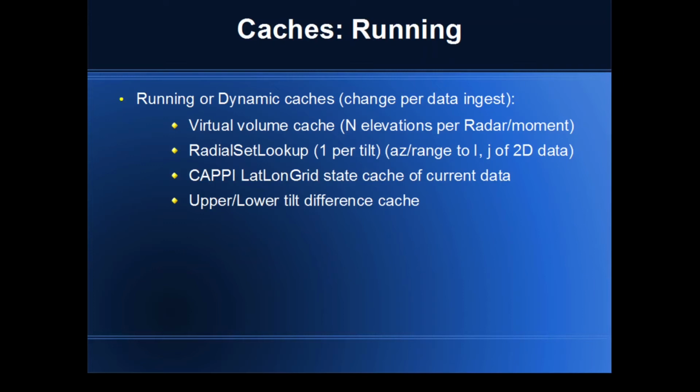That covers the initial startup cache generations per output layer. However, we have running caches that must update while computing and when receiving new tilt data. There are 4 important running caches. The virtual volume cache holds the radial polar data for each elevation, and the radial set lookup cache calculates the azimuth range to array index. The CAPI latitude longitude grid cache can hold previously calculated values to help with sparse output calculations. Finally, the upper lower tilt cache allows us to skip calculations that do not change from previous incoming tilts. We will have to explain each of these in more detail.